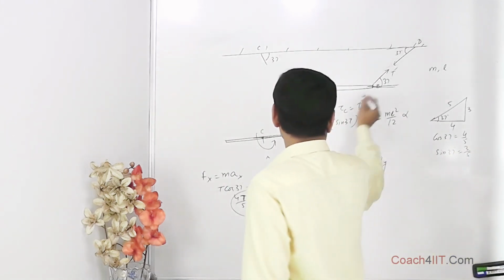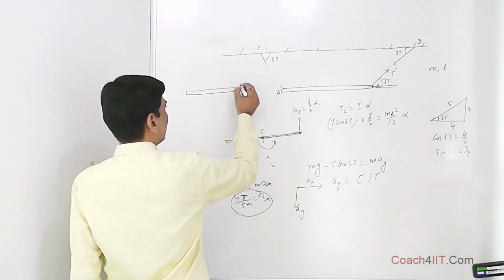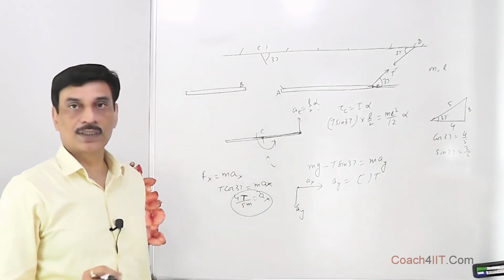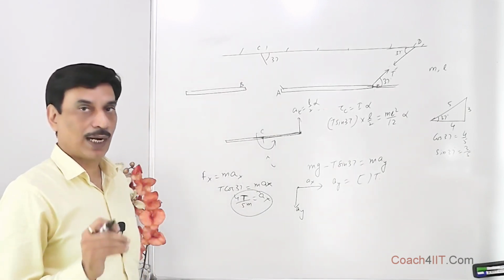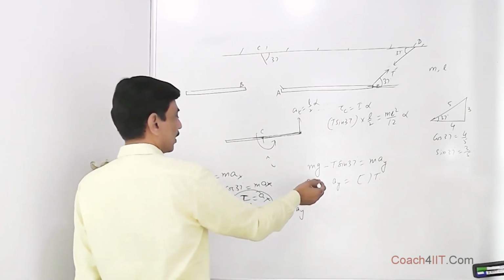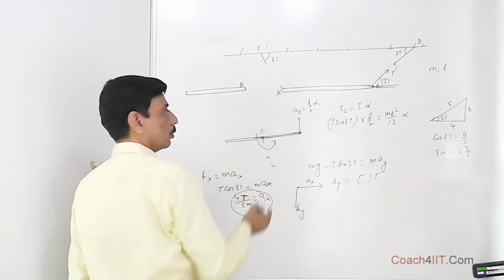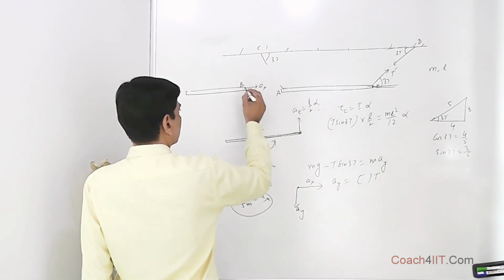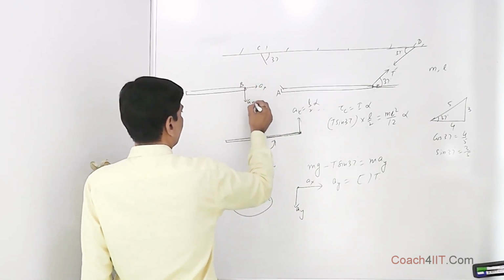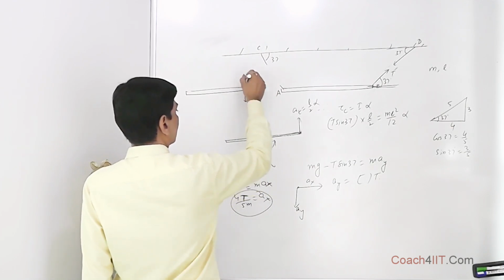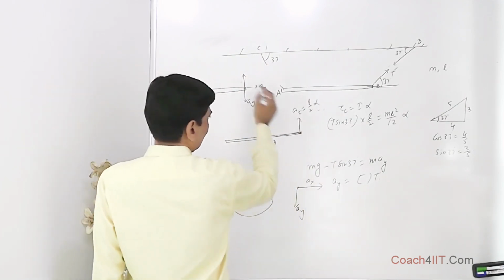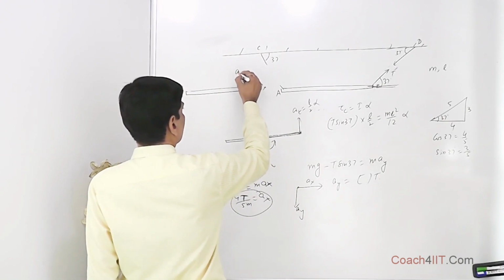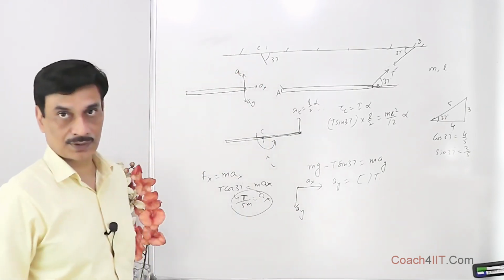Now, if we look at this end B, the net acceleration is going to be the vector sum of these three accelerations, that is ax, ay, and this at, which is equal to r alpha. Ax is over here in terms of T, ay is here in terms of T, and this at, that is r alpha, is also in terms of T.